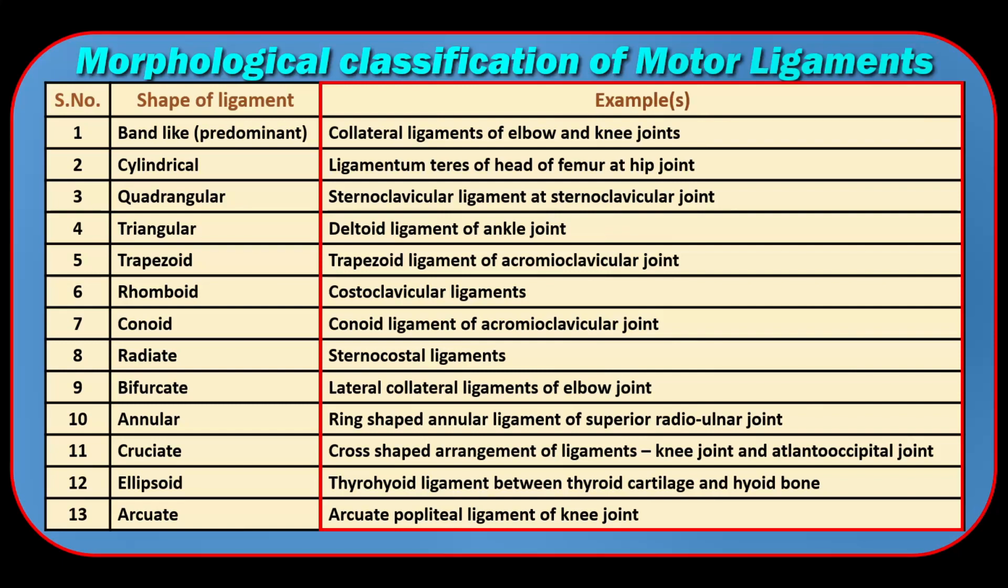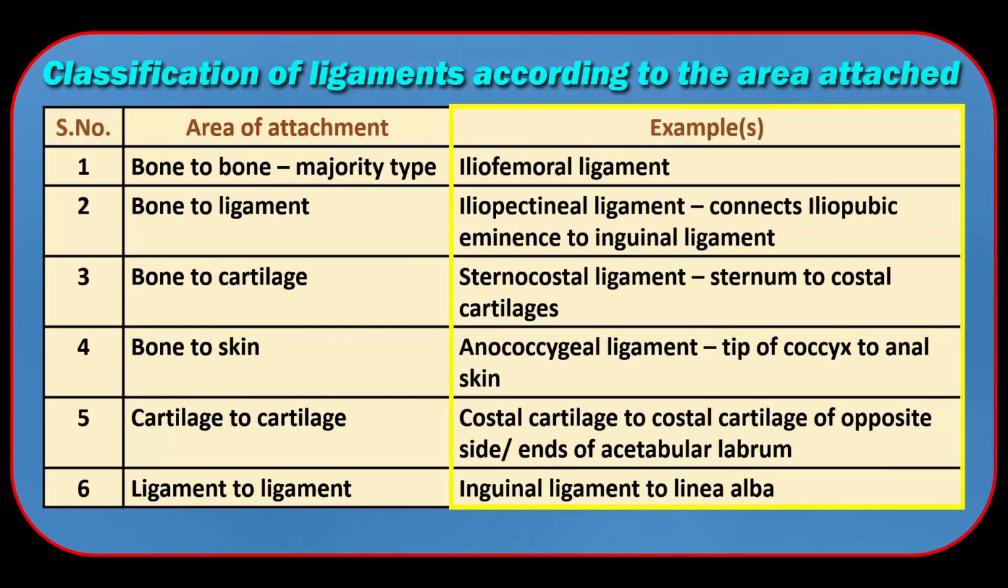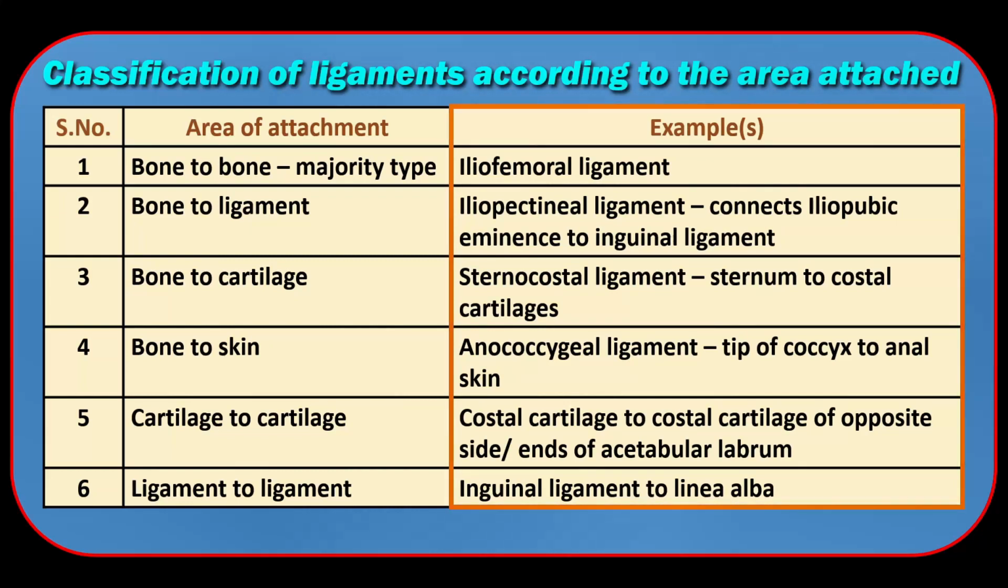10. Annular type or ring-shaped ligament. 11. Cruciate or cross-shaped type of ligament. 12. Ellipsoid type of ligament. And finally, 13. Arcuate or arch-shaped ligaments. Another type of classification of ligaments is according to the area attached. They are 1. Bone to bone. This type of ligaments are more in the human body. 2. Bone to ligament. This ligament connects the bone on one side, and the other end is connected or communicated with another ligament. 3. Bone to cartilage.